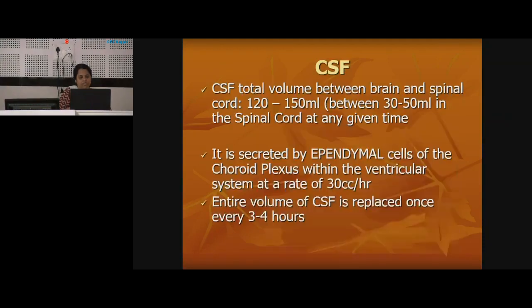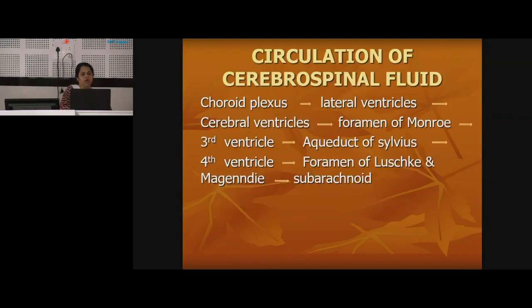So what about CSF? The total volume of CSF between the brain and spinal cord is 120 to 150 ml. It is secreted by the ependymal cells of the choroid plexus within the ventricular system at a rate of 30 ml per hour. The entire volume of the CSF is replaced once every 3 to 4 hours. As we all know, the circulation of CSF: it is secreted in the choroid plexus, goes to the lateral ventricles, then through the foramen of Monro it comes into the third ventricle, then through the aqueduct of Sylvius it comes into the fourth ventricle, and through the foramina of Luschka and Magendie, it comes into the subarachnoid space.